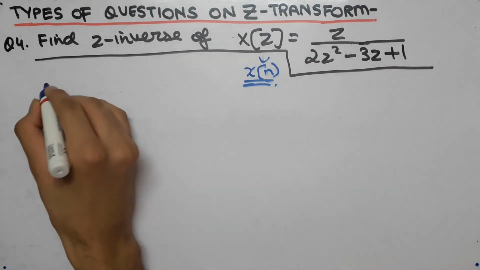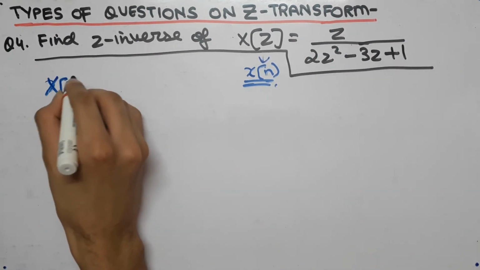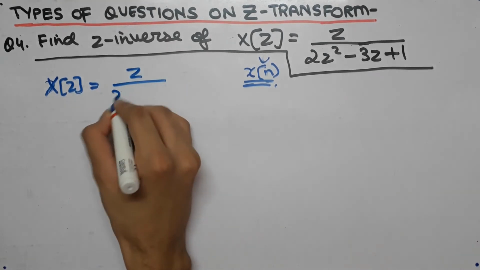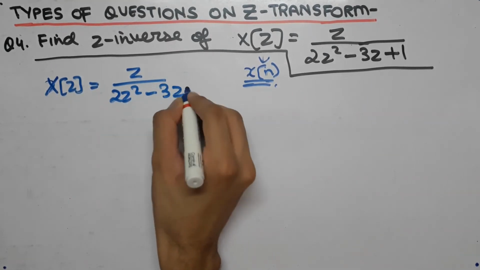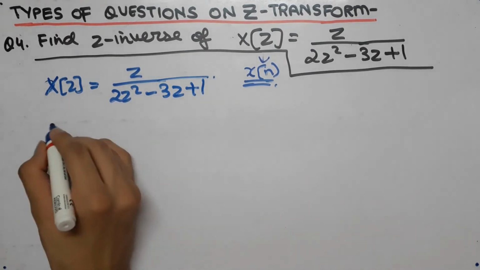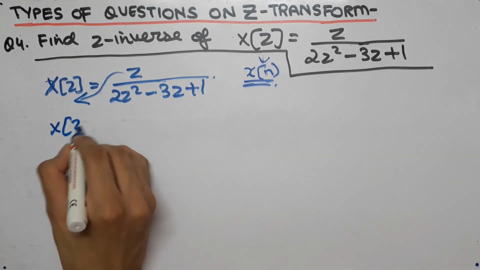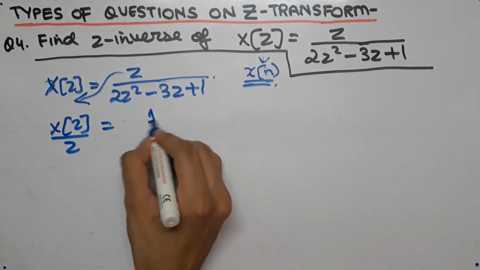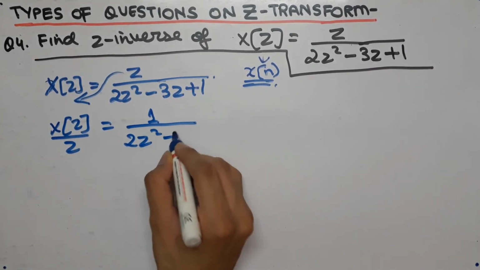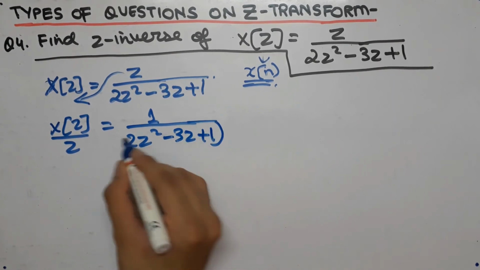That is, now we are going to write xz is equal to z upon 2z square minus 3z plus 1. And now we will bring this z in the denominator of xz. That is, we will write xz upon z is equal to 1 upon 2z square minus 3z plus 1.